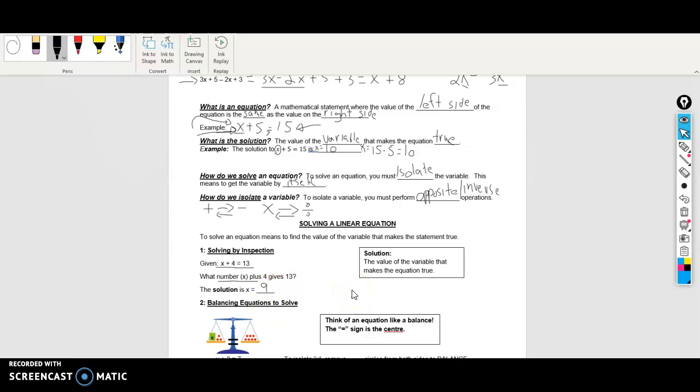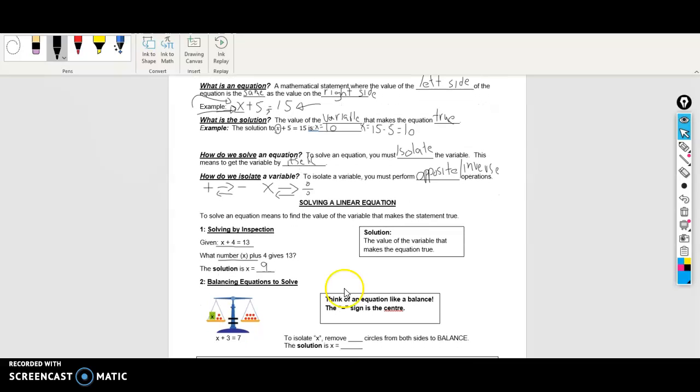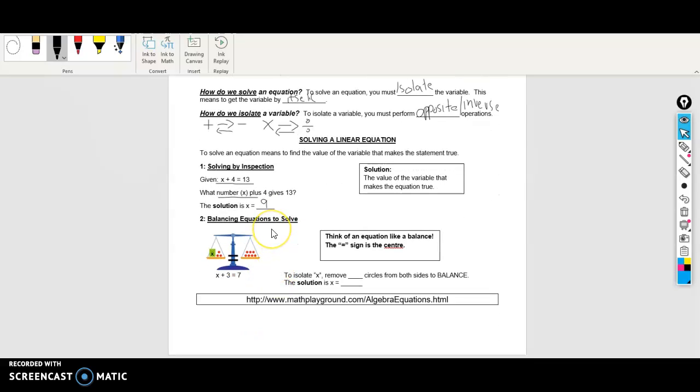Another strategy that you can use is solving by balancing equations. You can kind of think of the equal sign over here like a balance. So the left side is x plus 3, and the right side is equal to 7. You can see that there's a little envelope here with x number of circles in it. We don't know what that is. And then 3 circles. We know for sure there's 3 being added to that envelope. And over here we have 7 circles.